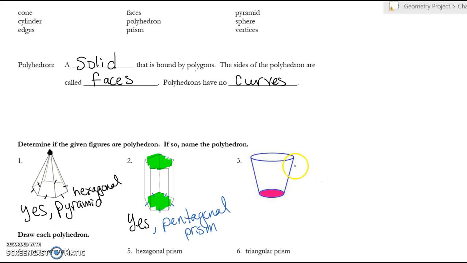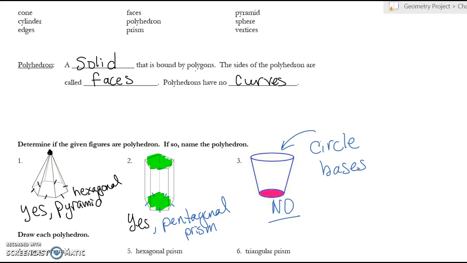Okay, and over here, this solid, it actually is not a cylinder because they're not the same size. It's just a solid. But this is not a polyhedron because it has circle bases, and circles are curves.